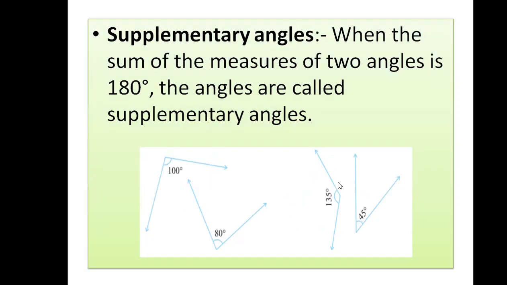Next is supplementary angles. When the sum of the measures of two angles is 180 degrees, the angles are called supplementary angles. Same as complementary, here also two angles will be there. If you add those two angles, we should get a sum equal to 180 degrees. Then it is called supplementary angles. In the example we can see 100 plus 80 equals 180 degrees, then 135 plus 45 equals 180 degrees. So these two examples are satisfying, and they are supplementary angles.